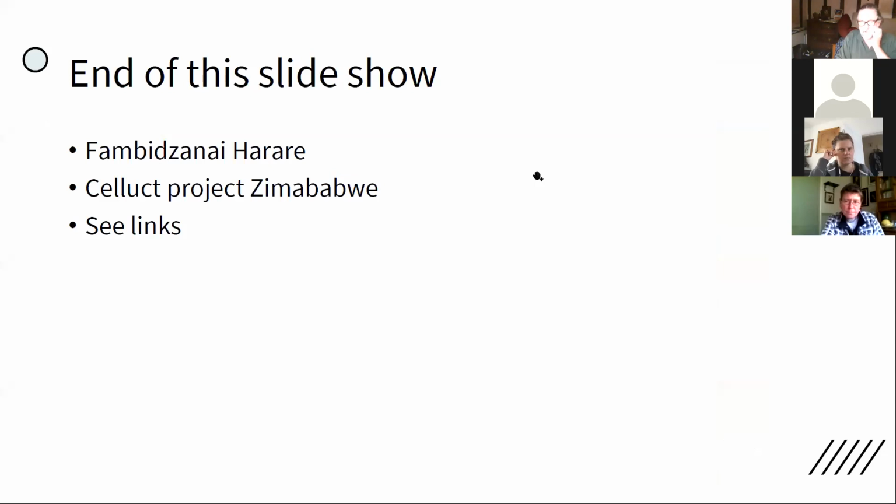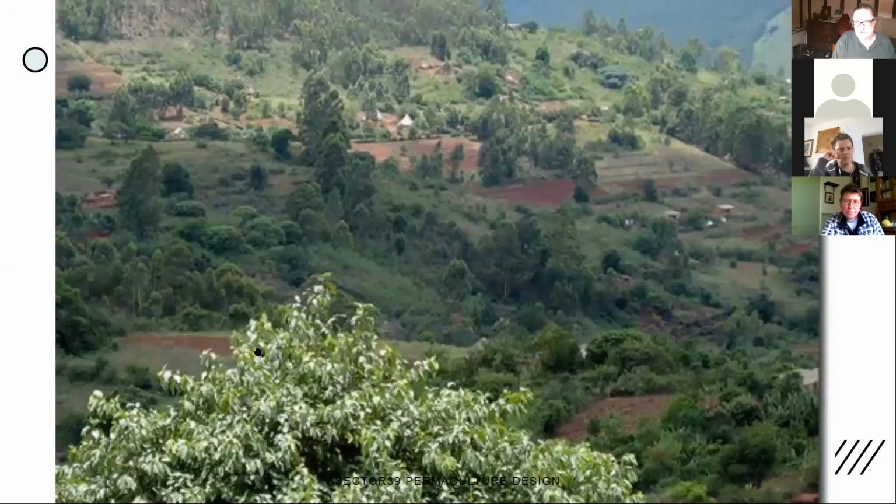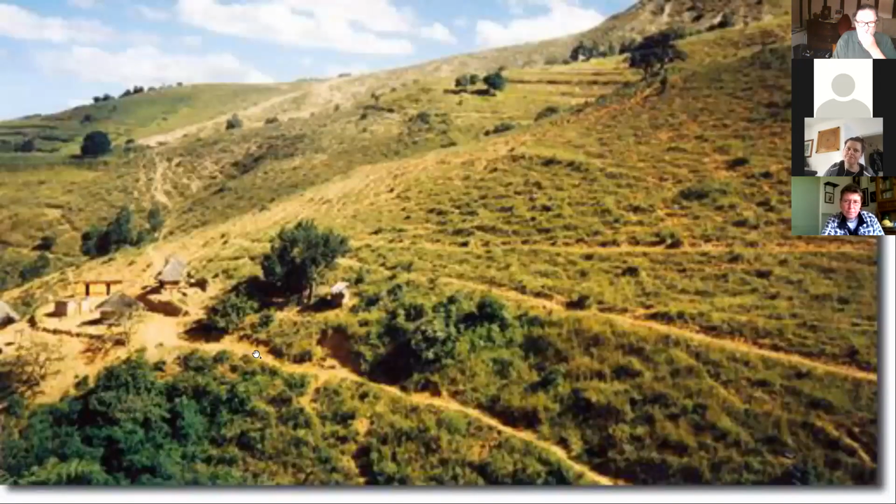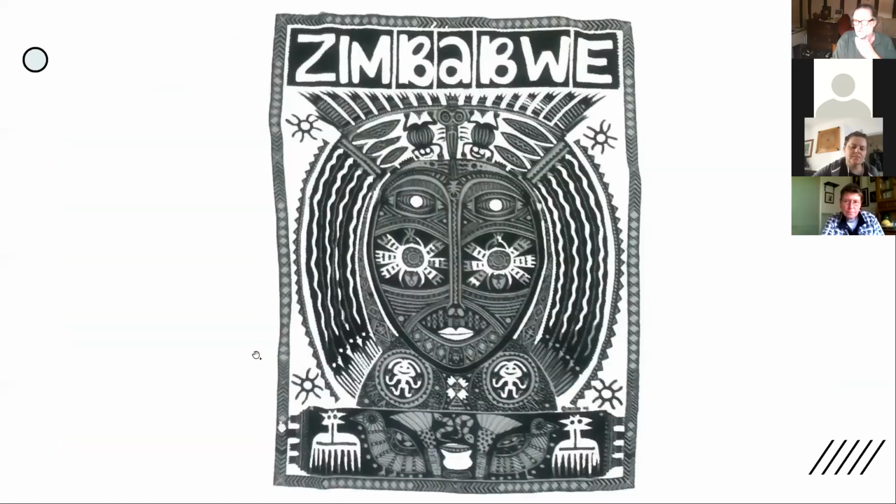Fambidzanai is the training center in Harare. I think Seluct is the acronym they use for the project itself. And yeah, we'll find some more links about that. But what a wonderful story.